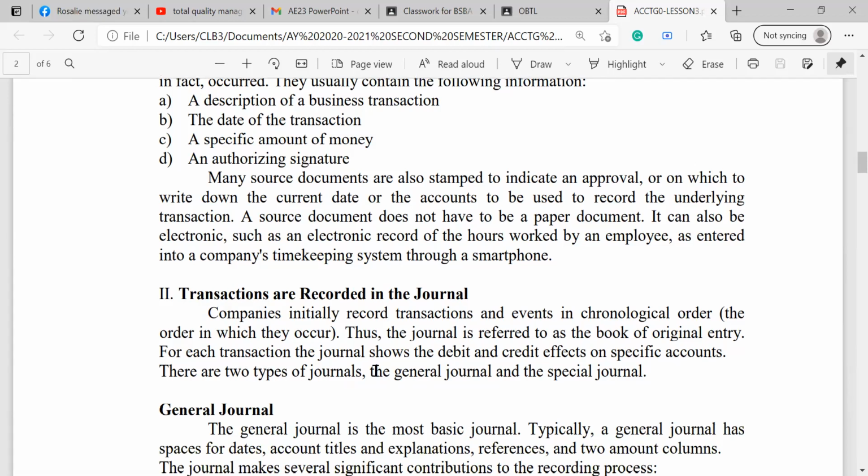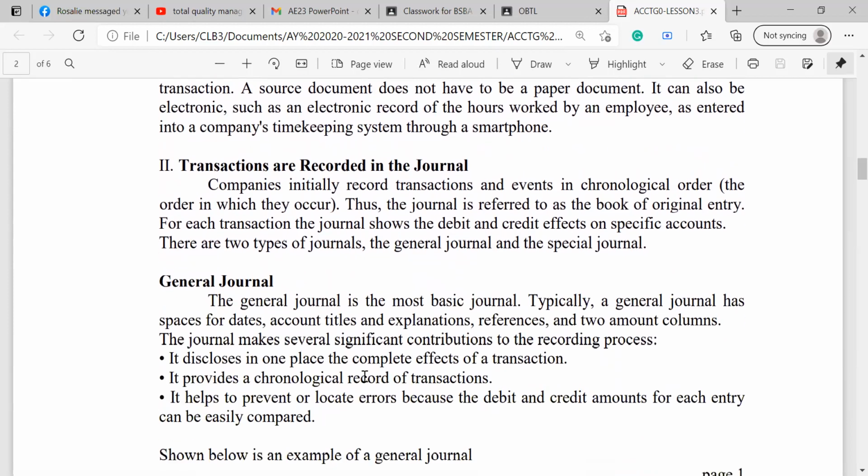Dalawa yung types of journals. Ang general journal, the basic one, the traditional, the standard one, and the special journal, which will be later discussed. Okay. So let's talk about the general journal. As mentioned, this is the most basic journal.